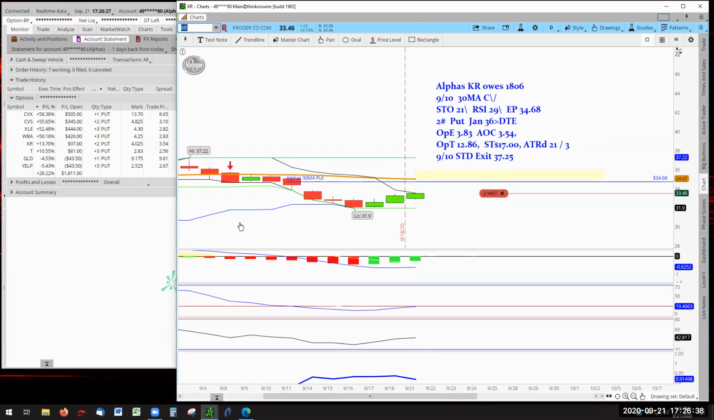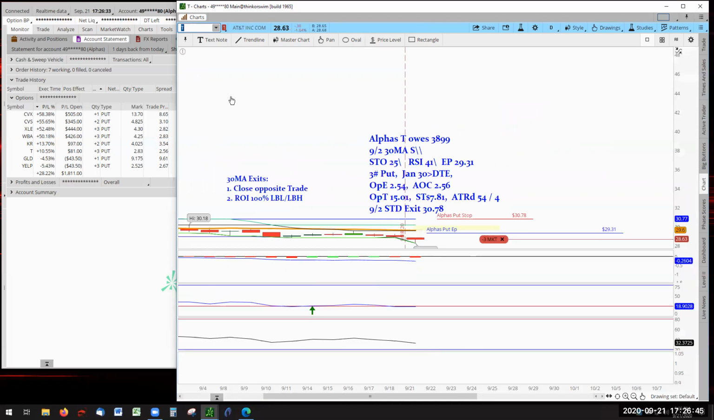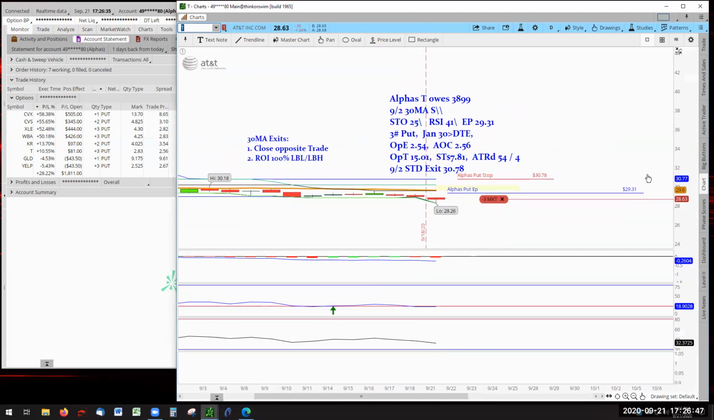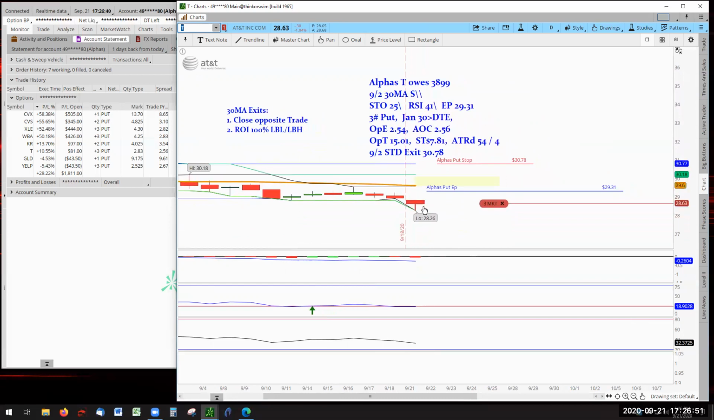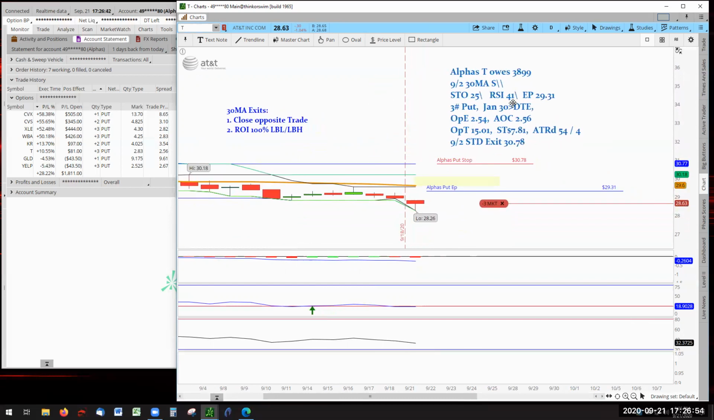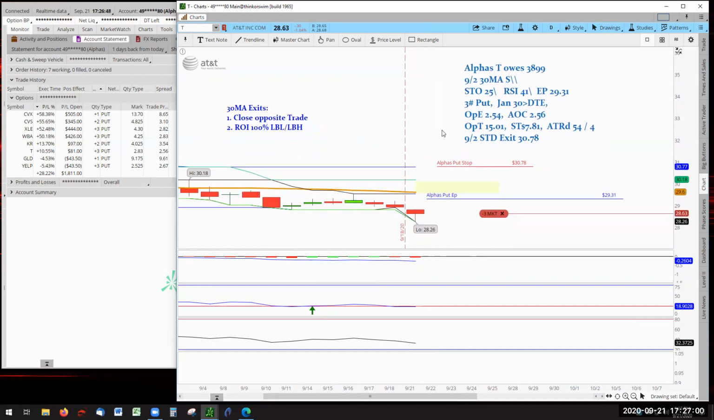So that said, let's go ahead now to the last one in the positive territory for the office. It's AT&T, so letter T. Same situation, downtrend, put. Here's our 30-day moving average, and here's our entry price. We're not that close yet to get any drawing tools on this, but it's looking good. The other two are lagging behind, and that's pretty much it. That wraps it up for the alphas.